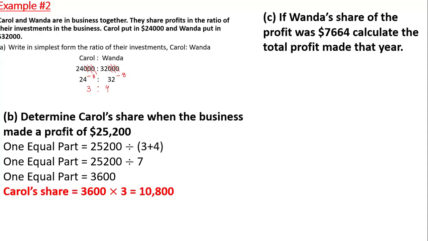Can I try? Go ahead. We already know what Carol's share is, and now we're given Wanda's share. So I think we should add the 10,800 to the 7,664, and then we'll know the total. Nope, this is something different, because this is not the same as this. They're saying if Wanda's share is this. Okay, yeah, so it's different. I think I know. Someone said they think they know. Who's that? Go ahead.